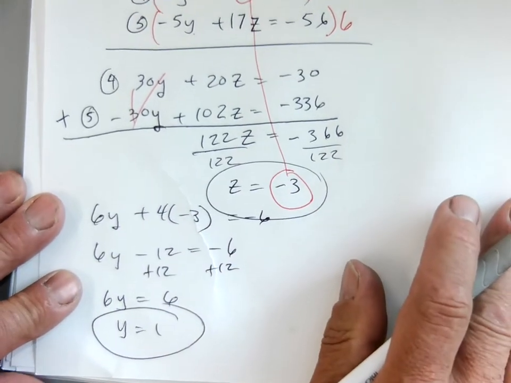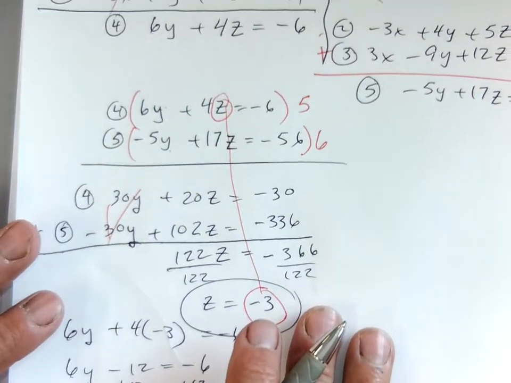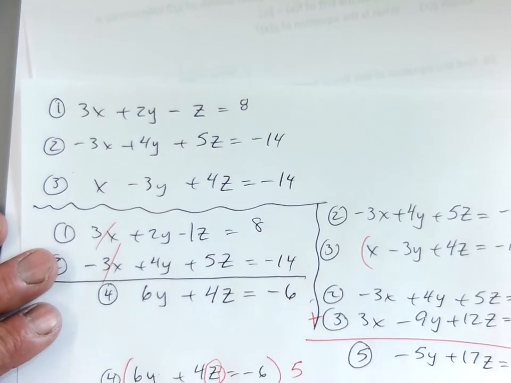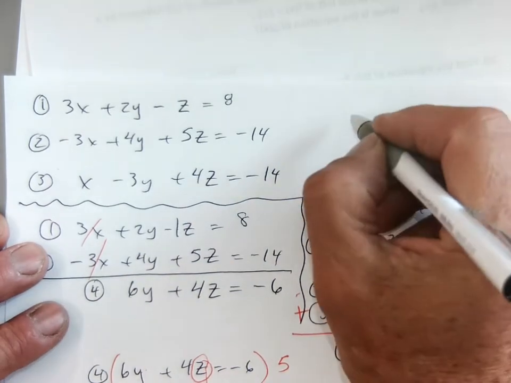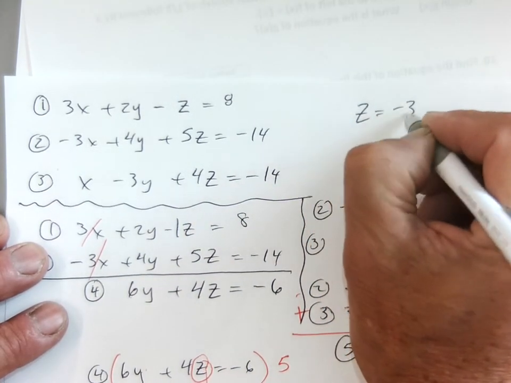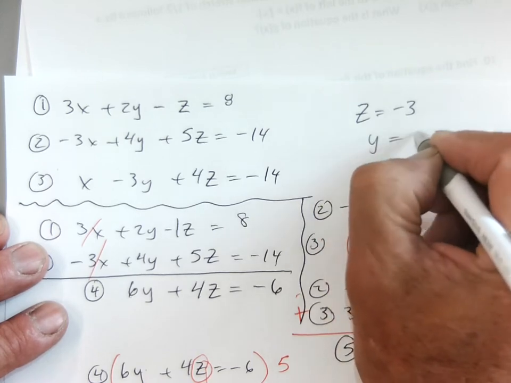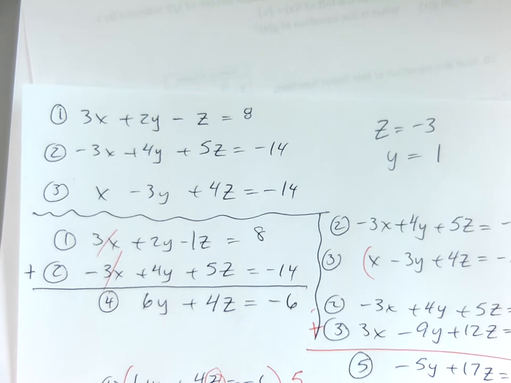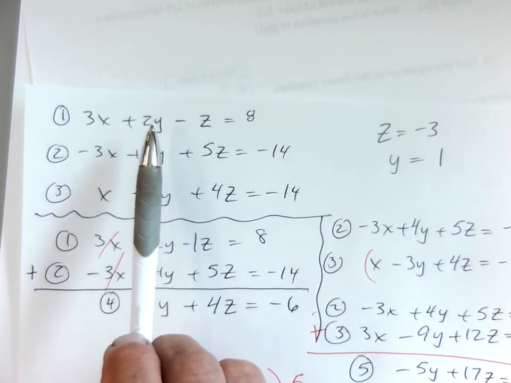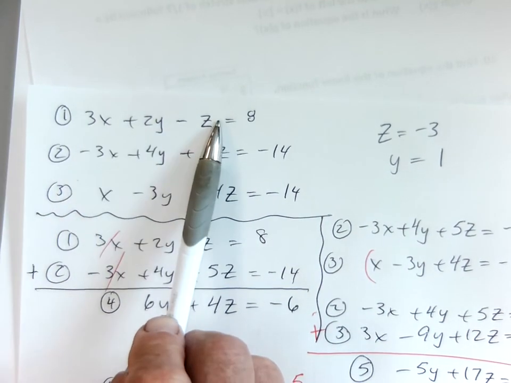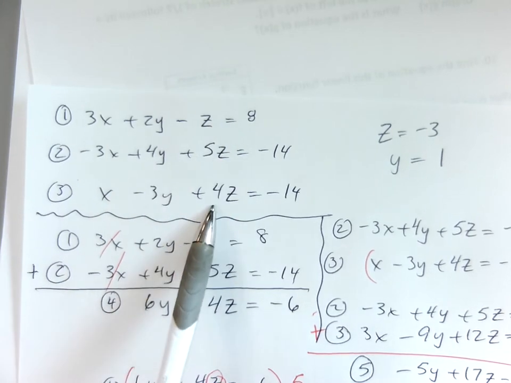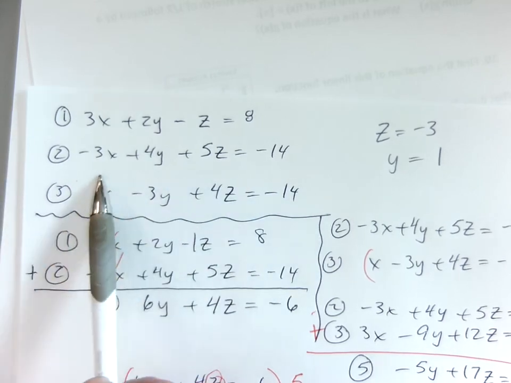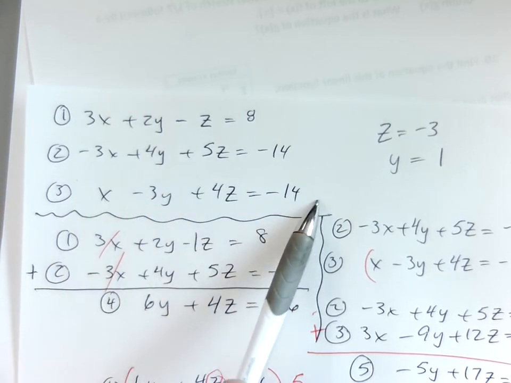Now, if we go way up to the beginning, I know z is -3, and I know y equals 1. We could find x, because we could plug these two values into either equation 1, equation 2, or equation 3, and get x. I think equation 3 looks like the easiest one to plug into. How about you guys? Doesn't equation 3 look like the easiest?